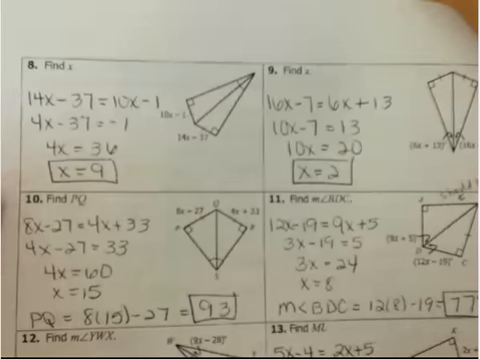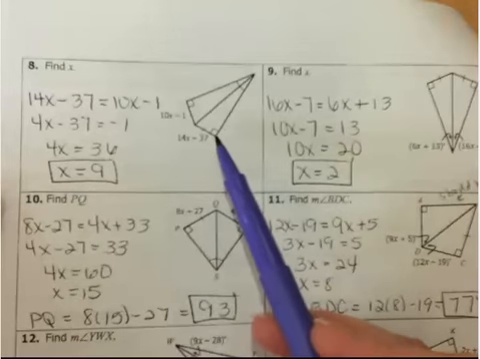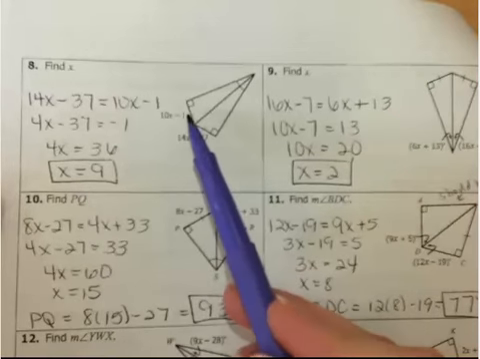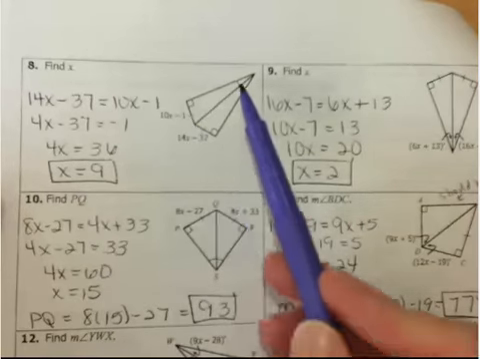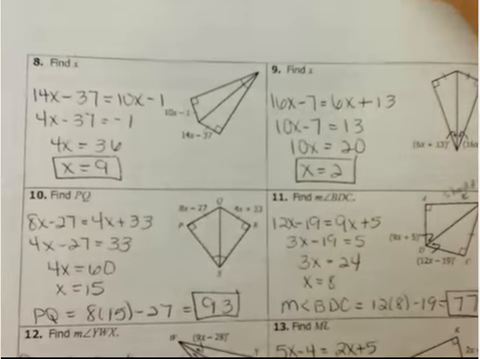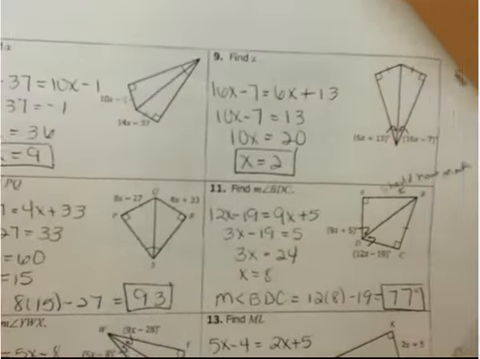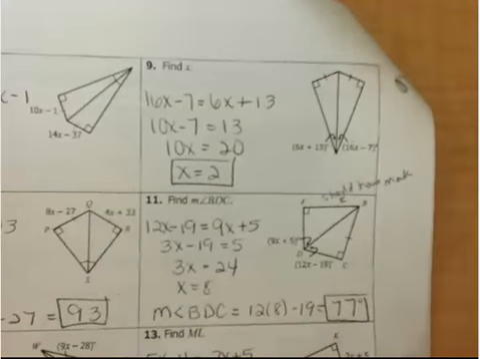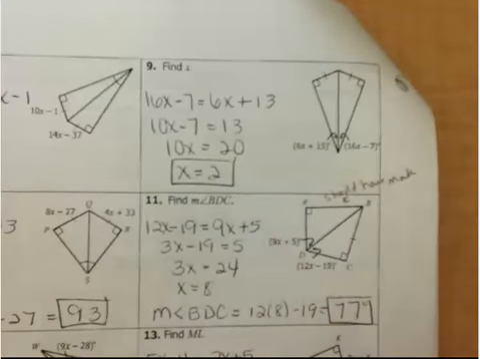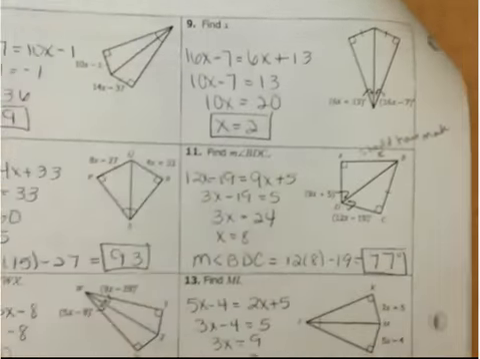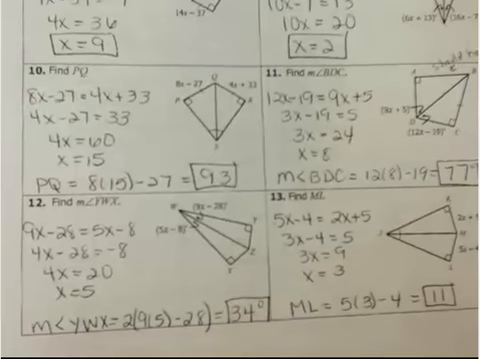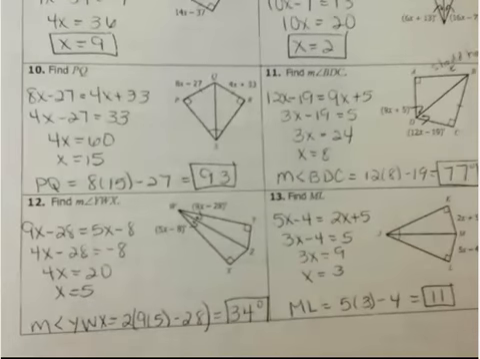Okay, these are the angle bisector problems. So I have congruency and a perpendicular line, which means that these two angles are congruent. So we set that up. X is equal to 9. Over here we have x is equal to 2. 10. Got 93. Figure out what x is and then plug in.